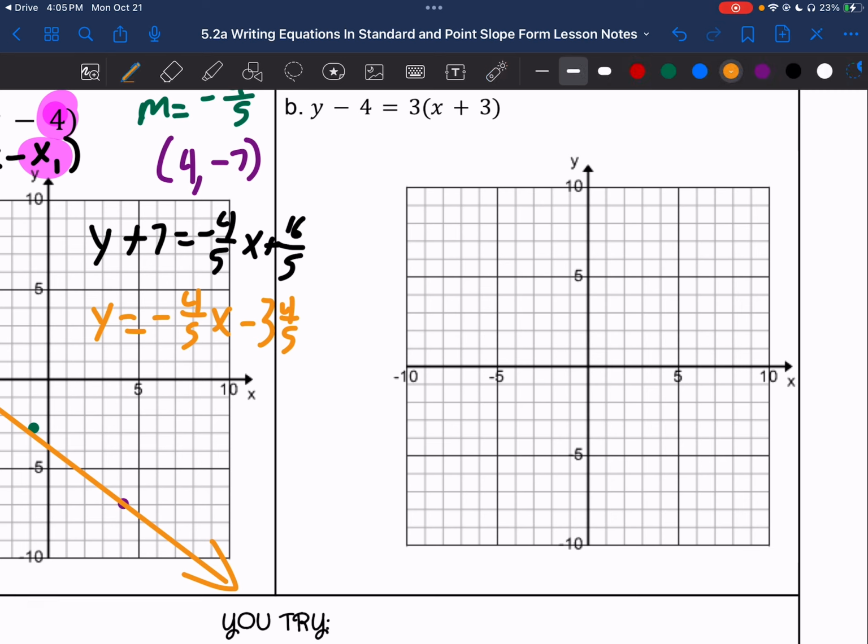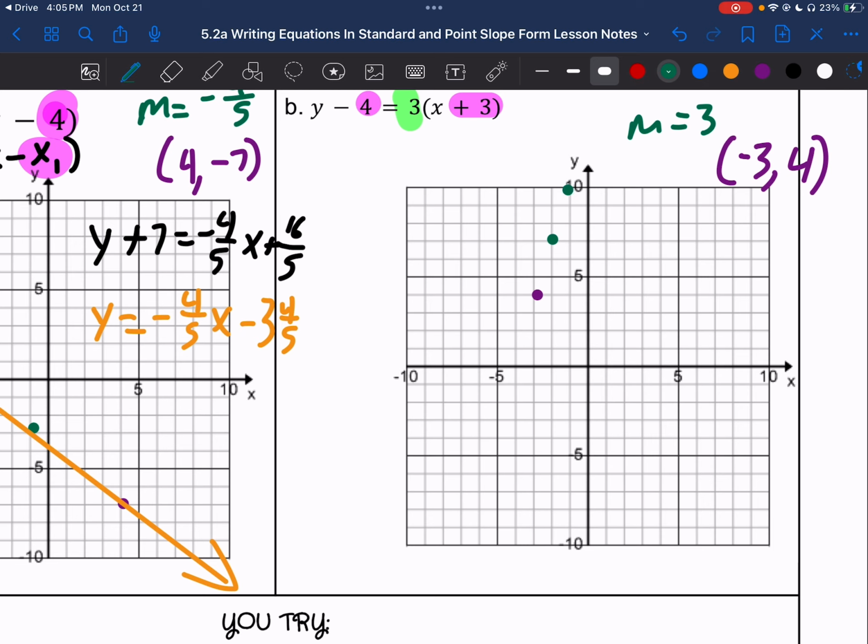All right, so let's look at letter B and let's extract our point from it. So we have a +3 and we have -4 and we have 3 as our slope. So my slope is 3. My ordered pair is going to be a -3 because it's positive in the equation, so we take the opposite sign of it, and we have 4. So we're going to the point -3, +4. And my slope is a +3, so I'm going up 1, 2, 3 over 1. Up 1, 2, 3 over 1.